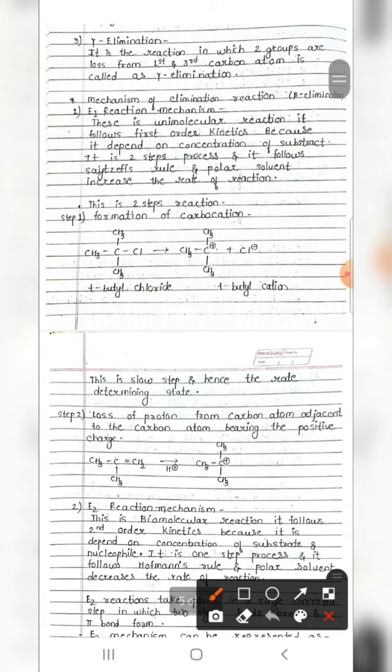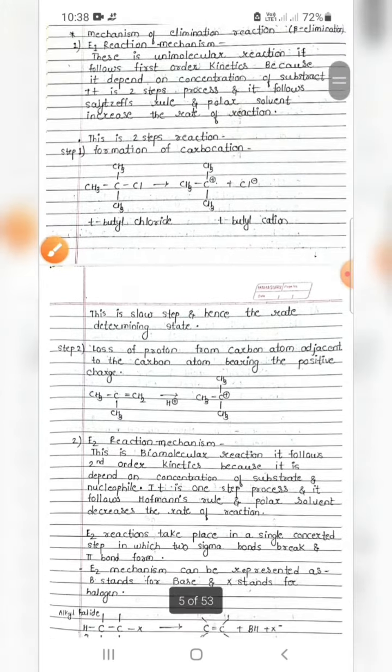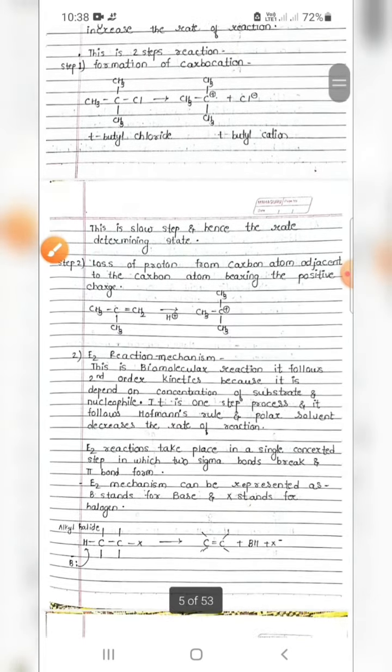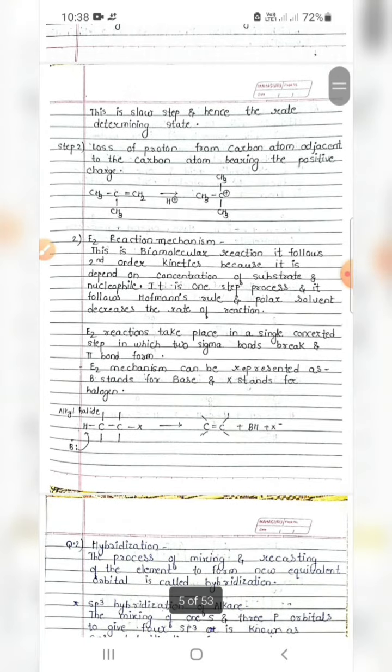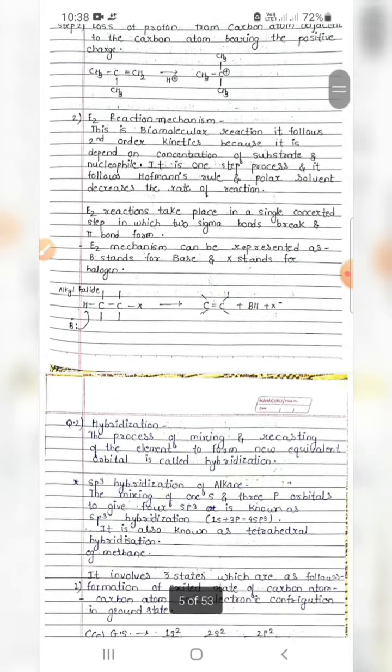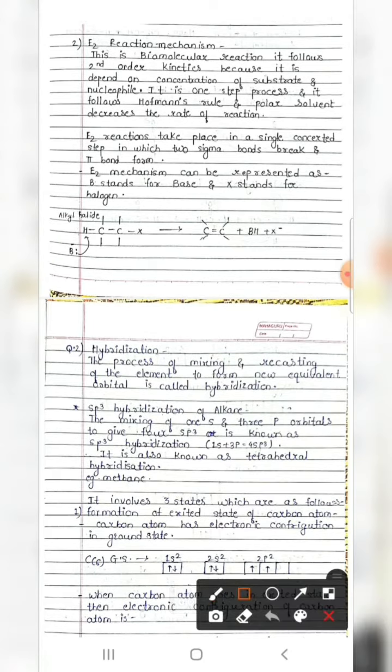So you have to classify them in short with example. Then next you have to write the mechanism of E1 elimination reaction. So it involves 2 steps, formation of carbocation and loss of proton. Then same you have to explain mechanism of E2 reaction also.